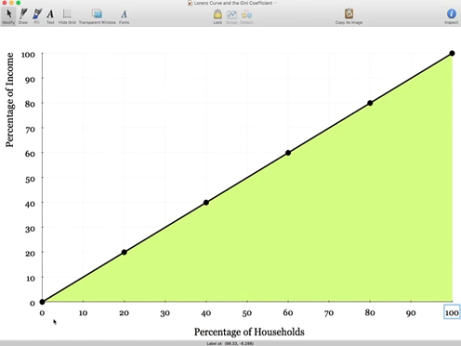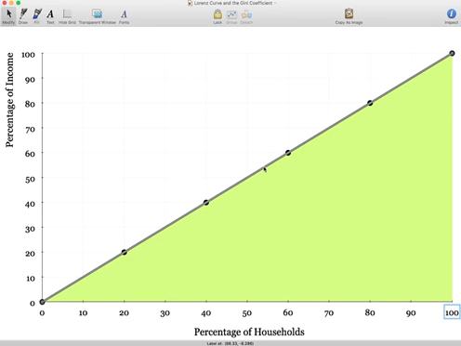So make sure you remember that this axis represents the percentage of households, but we're starting with poorer households with the lowest levels of income, and we're progressively adding in households with slightly higher levels of income. And as we move along here, eventually we get to the point where we have the wealthiest households, or the households with the highest levels of income.